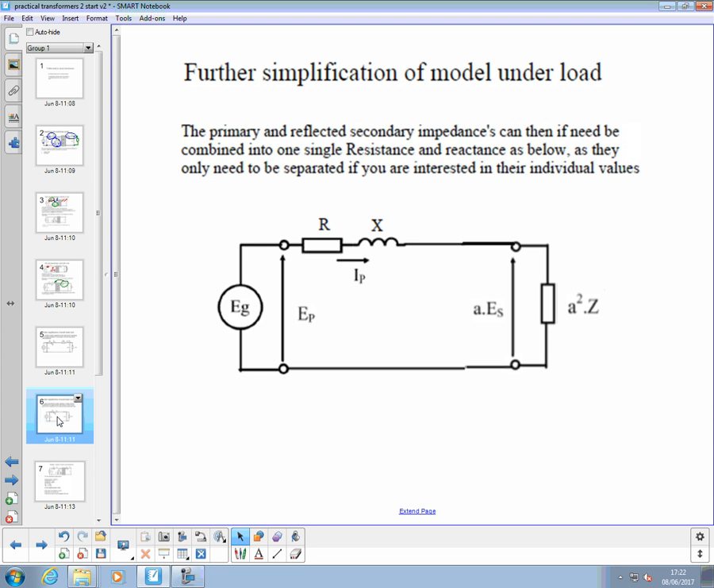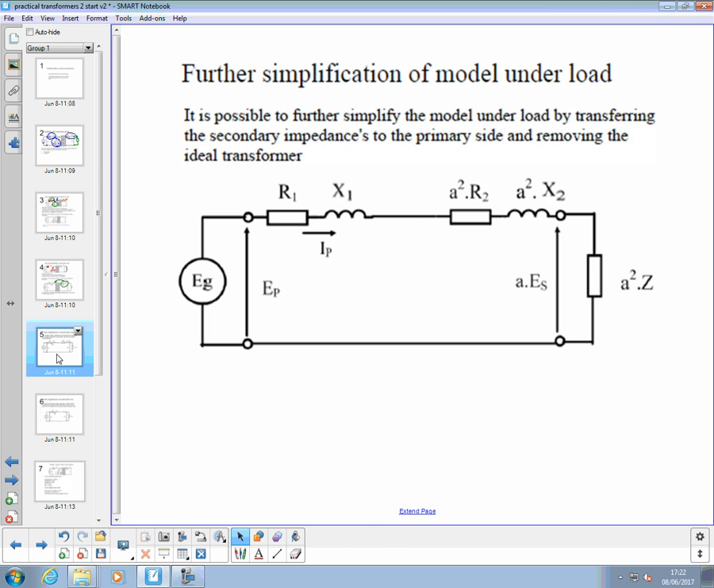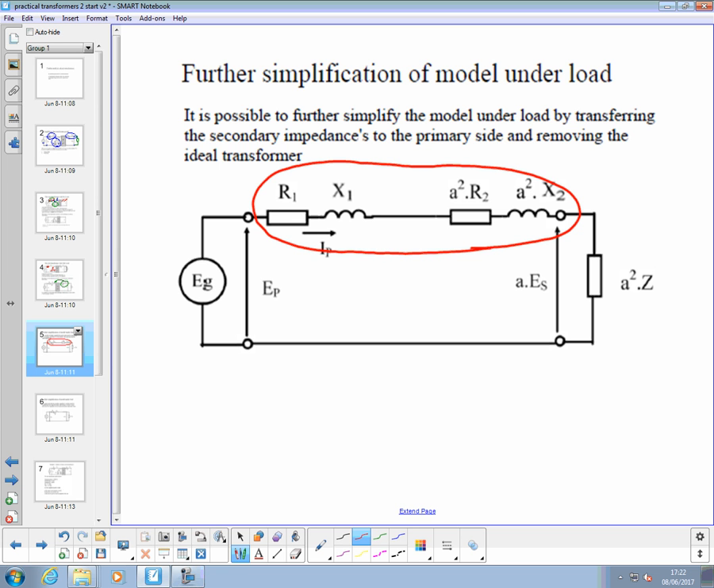And then we can go one step further than that even. The primary and reflected secondary impedances can then, if need be, combine together. So what we can do now is take those two and combine them with those two. We effectively have R1 plus A squared R2 and X1 plus A squared X2. Add the real and imaginary components together into one impedance.